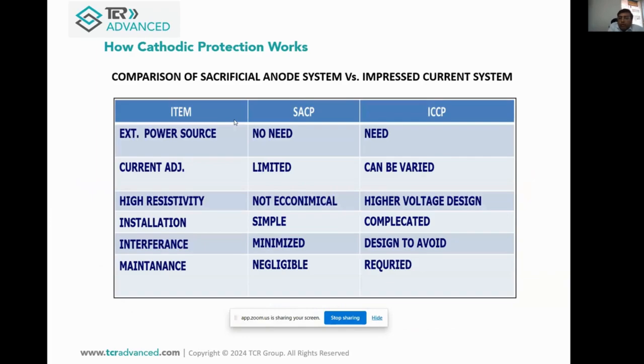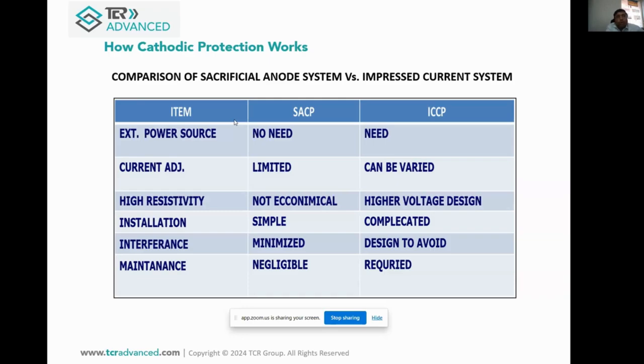So, a comparison of the sacrificial anode cathodic protection system and impressed current. See, the basic difference between sacrificial and impressed current is two things. A sacrificial anode has its own energy to do the electrochemical reaction, while in impressed current, the anode requires an external current from a transformer rectifier for the electrochemical reaction to take place, right? Since a sacrificial anode has its own energy, there are limitations. It has a limited design life.